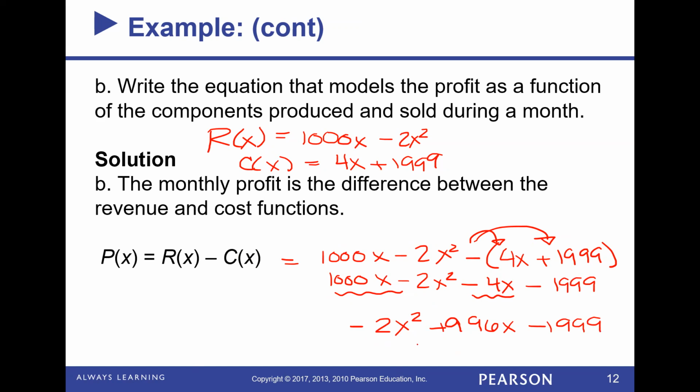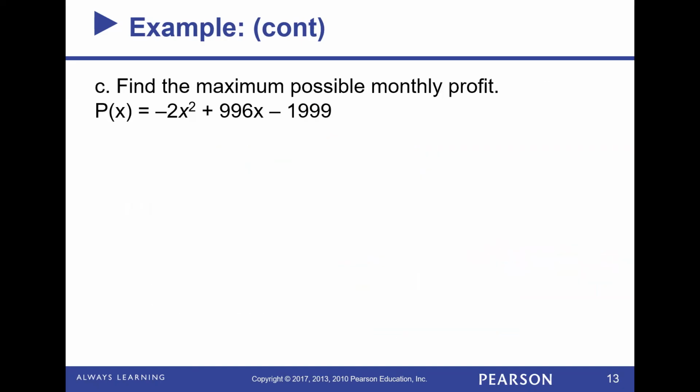Now, did I have to put the minus 2x squared first? Well, no, I actually did not. It's just helpful to have it in the first spot, because that's the variable that has the highest power. But it's not necessary that you put it there. Okay, so that is basically our profit function.